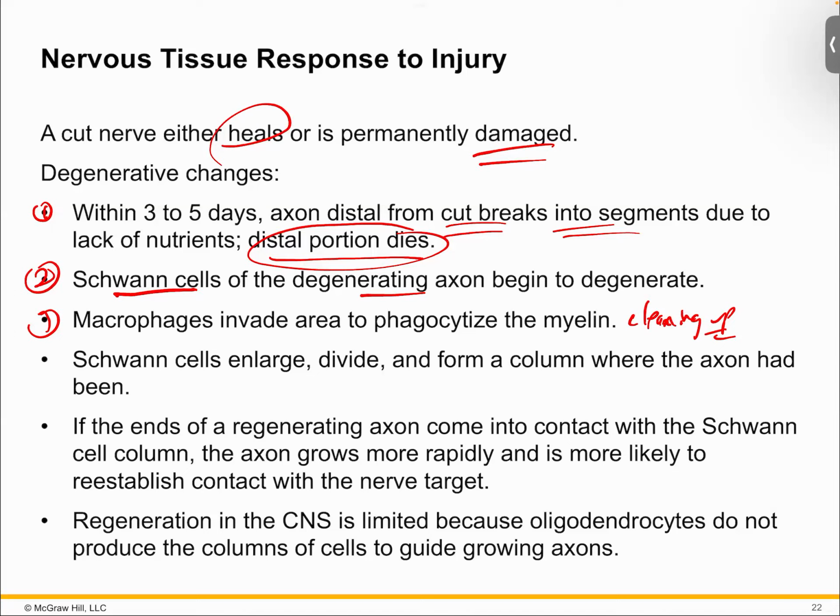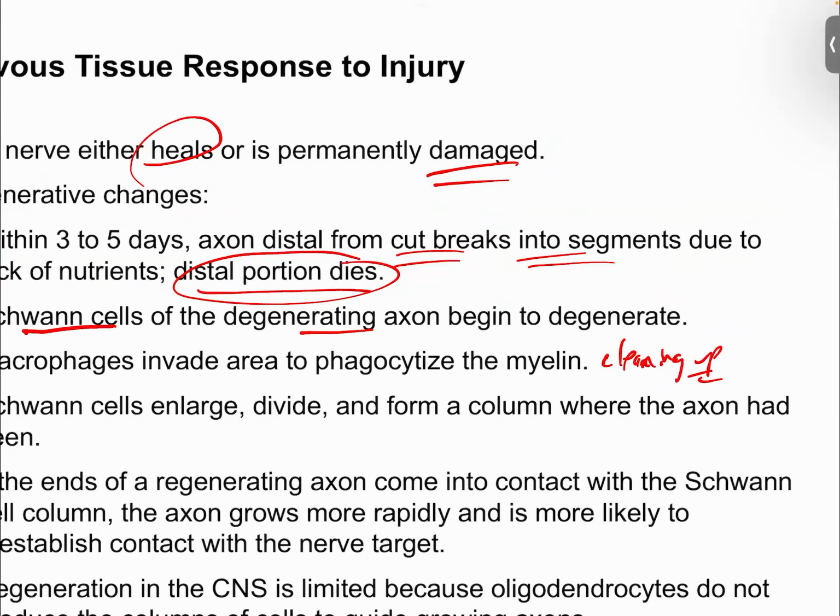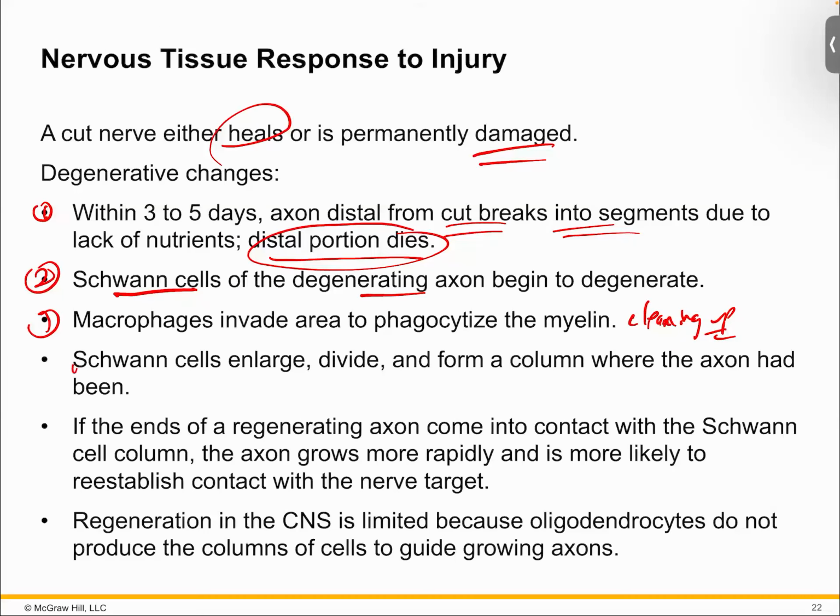And so then your response to restore comes in with the next response from the Schwann cells, which is they begin to enlarge, so they're responding now, and they divide a little bit. So you're increasing their number. And what they do is they form a little bit of a column where the axon used to be. And the idea is if you can get the axon to come into contact with the cell column, it's more likely going to reestablish its contact.